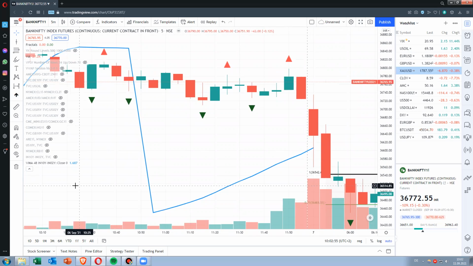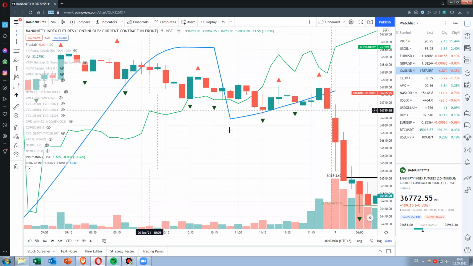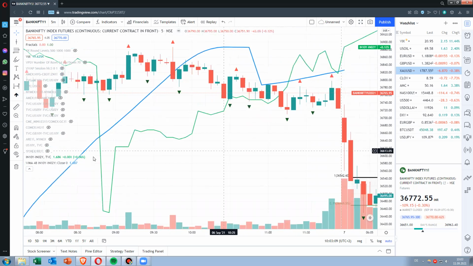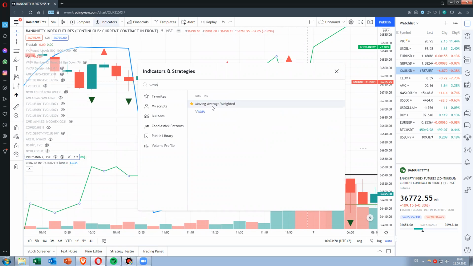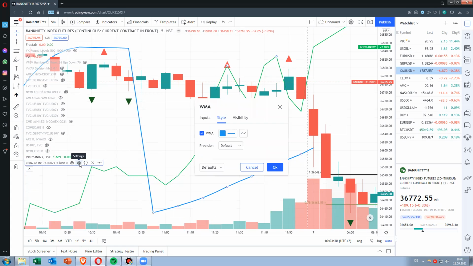What you do is you have the normal spread. This is the curve, this represents basically your economic curve. This should always be positive with the Nifty. So you go to these three dots. You add indicator strategy. Then you put the moving average weighted on it. Then a new window should pop up, 48, and then you click to settings.